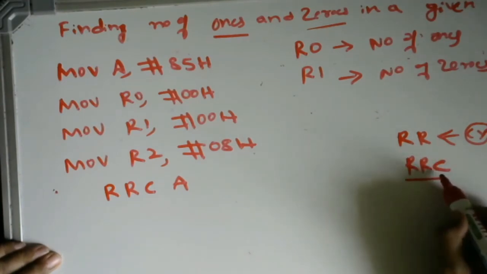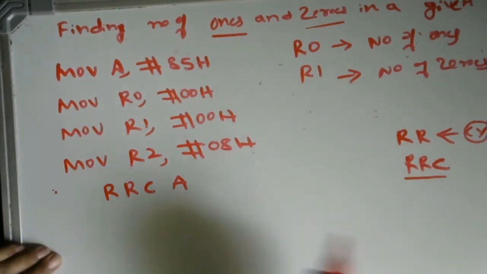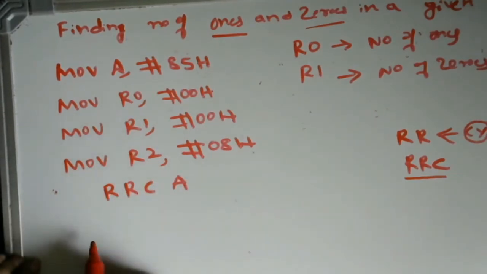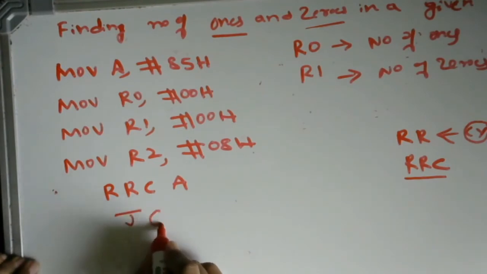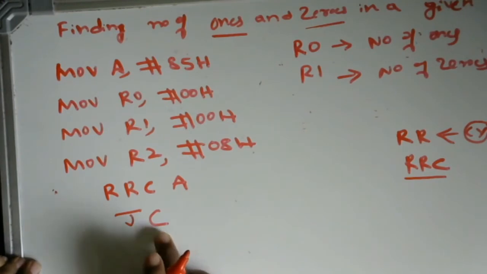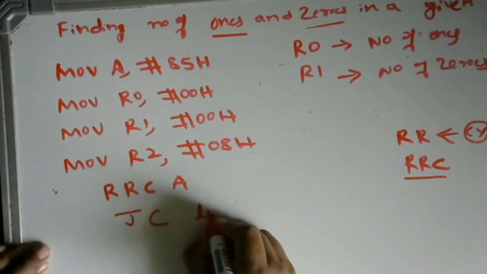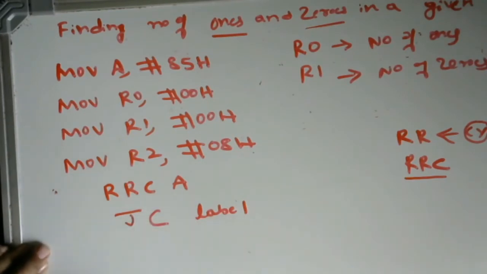This instruction is rotate right through carry, one bit at a time. So now we are rotating with RRC. Next we need to check the carry flag, and for that we have the instruction JC. It is a conditional instruction which will check the status of the carry flag. If the condition is true, it will go to the label or the target address mentioned in the instruction.